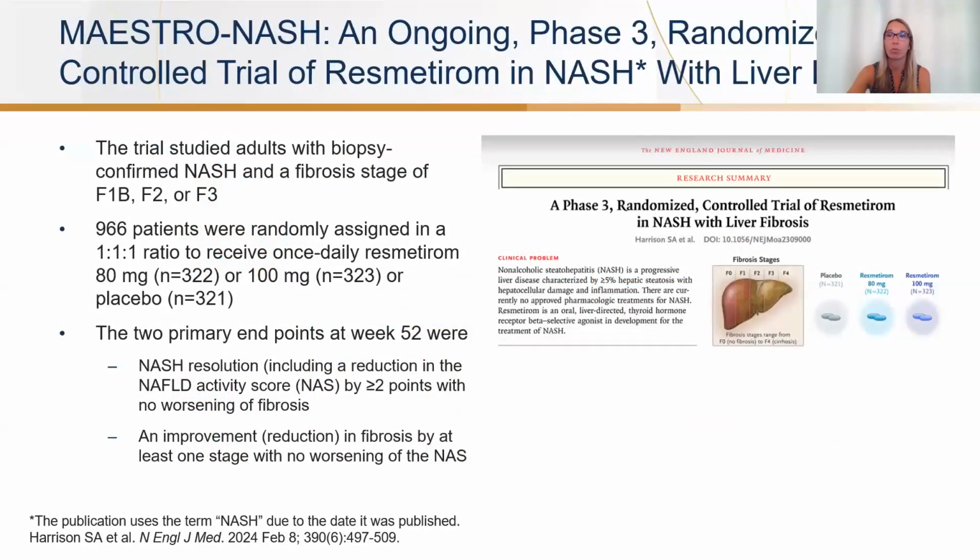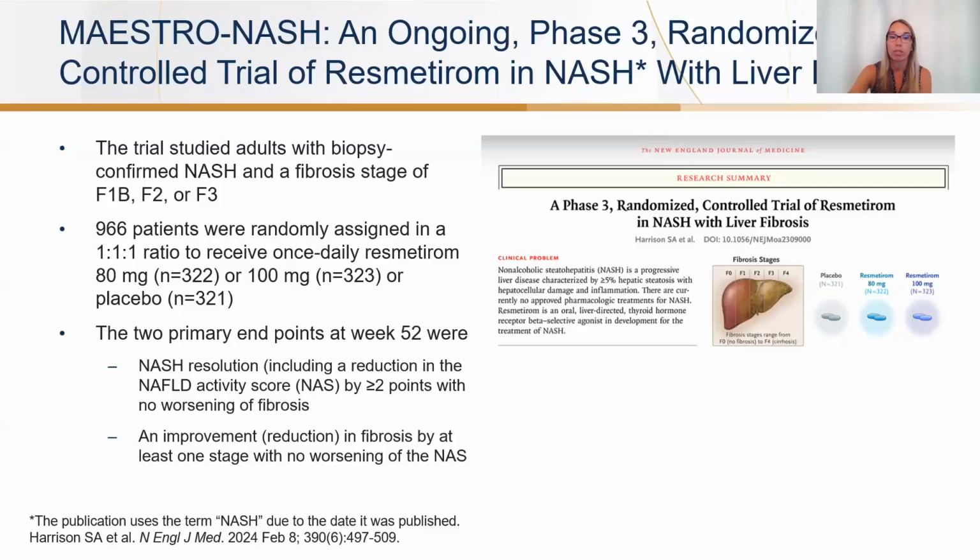The MAESTRO-NASH is an ongoing phase 3 randomized controlled trial of resmetirom in NASH with liver fibrosis. The trial studied adults with biopsy-confirmed NASH and fibrosis stages F1B, F2 and 3. It's an ongoing study. I mentioned it received accelerated approval because of its benefits at 52 weeks, but its ongoing 54-month trial will look at further benefit on overall mortality and morbidity, as well as liver-related mortality and morbidity. 966 patients were randomly assigned in a 1:1:1 ratio to receive resmetirom once daily at 80 milligrams, 100 milligrams, versus placebo.